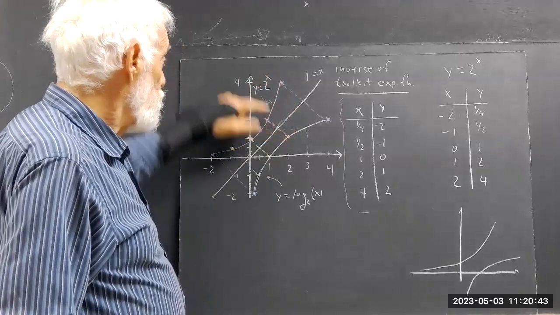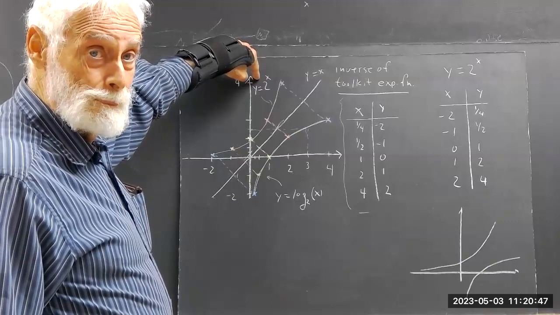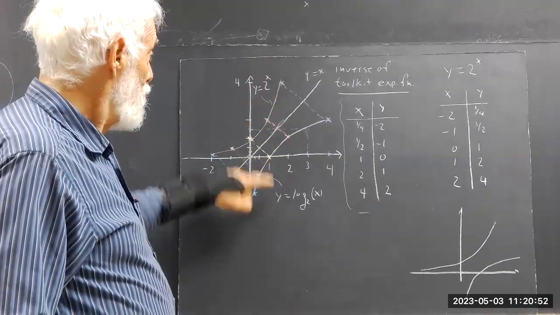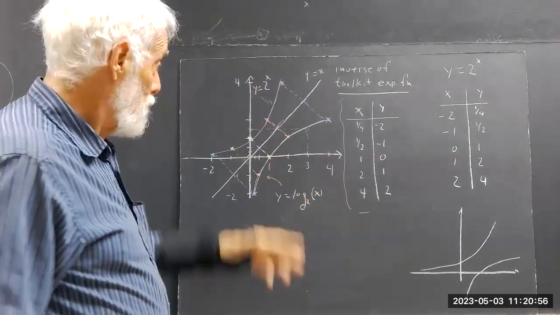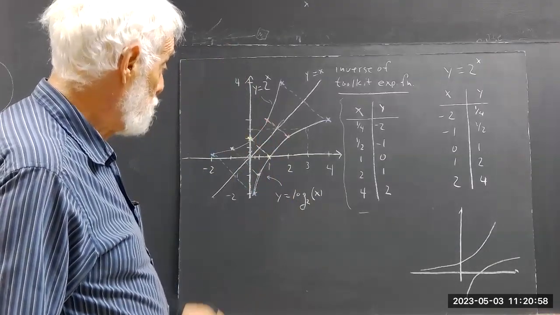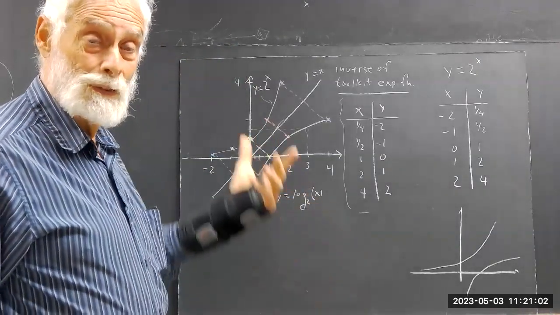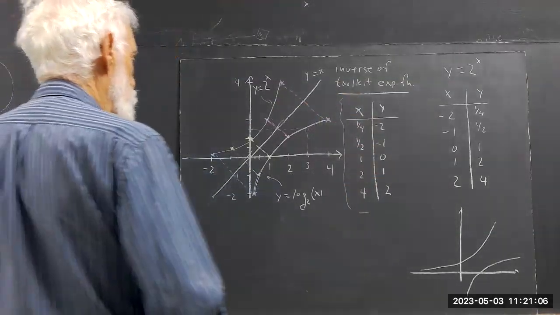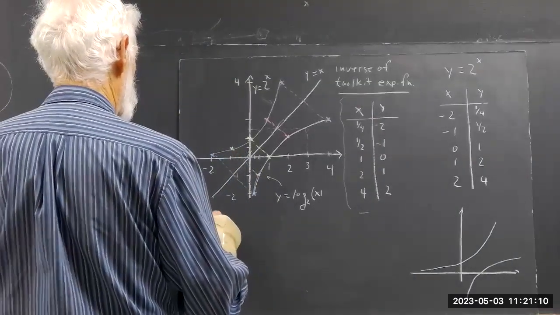I'm going to give these functions names. This function, of course, is your basic exponential function. Your base 2 exponential function. Your toolkit exponential function. This is log base 2 of x. That's what a log is. It's inverse to an exponential function. Let's say in general.